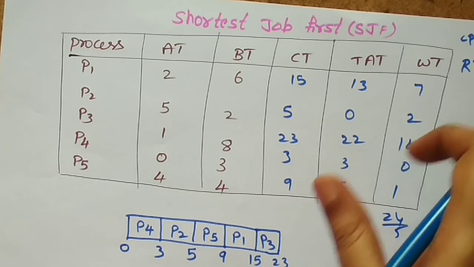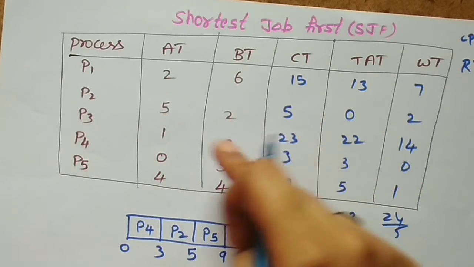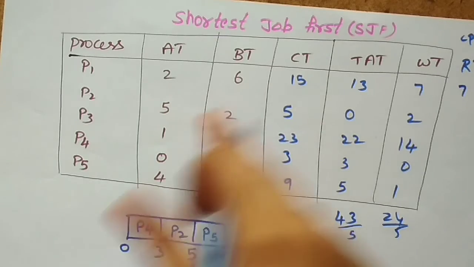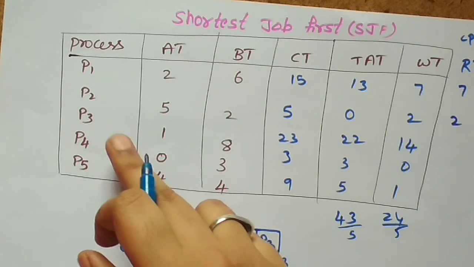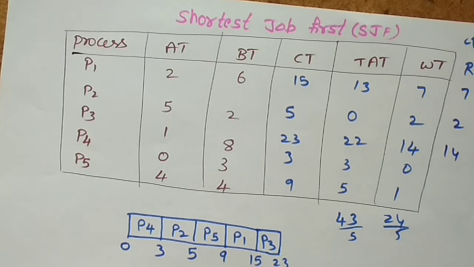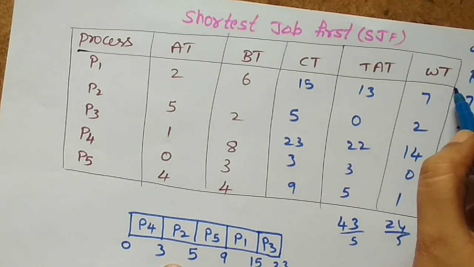What is the CPU first time for P1? 9 minus arrival time 2, that is 7. The CPU first time for P2 is 3, so 3 minus 5 gives 2. For P3, the CPU first time is 15, so 15 minus 1 is 14. For P4, the CPU first time is 0, so 0 minus 0 is 0. For P5, the CPU first time is 5 minus arrival time 4, so 1. Like this, we get the response time values also.